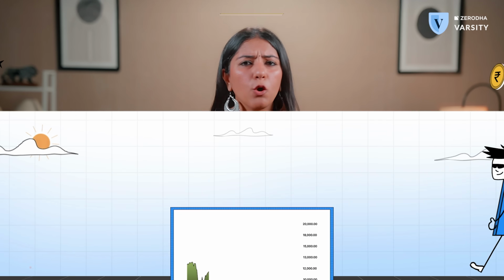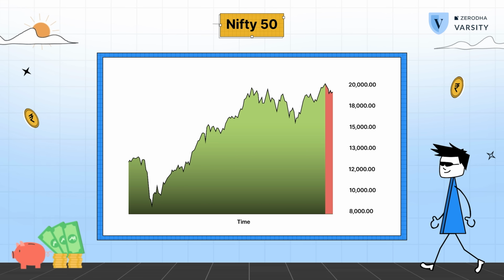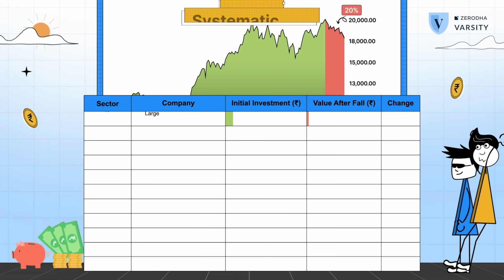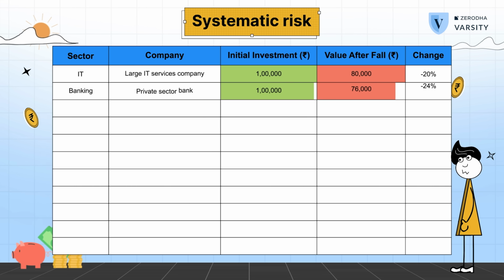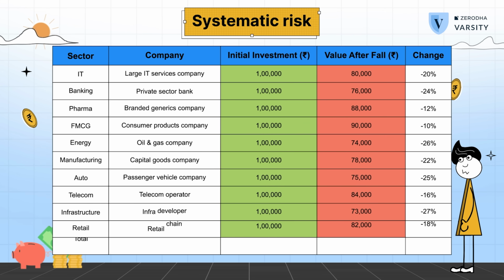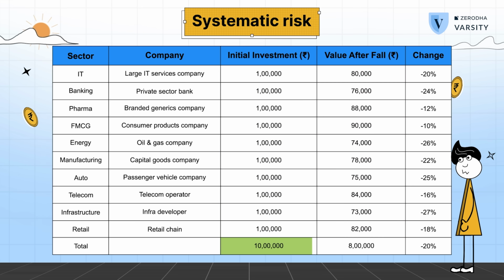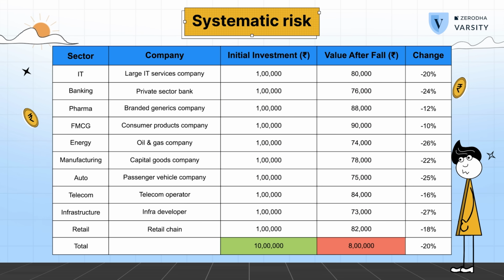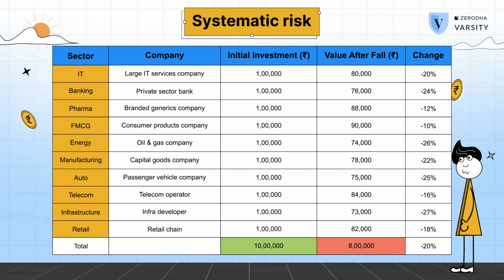But now imagine something else happens. Interest rates go up sharply or the economy slows down. The market falls by 20%. Your IT stocks will fall. Your bank stocks will fall. Your FMCG stocks will also fall. Everything falls. Your 10 lakh portfolio, let's say, becomes somewhere around 8 lakh rupees. This loss happens even though you were diversified. That loss is caused by the systematic risk, and diversification cannot save you from it.